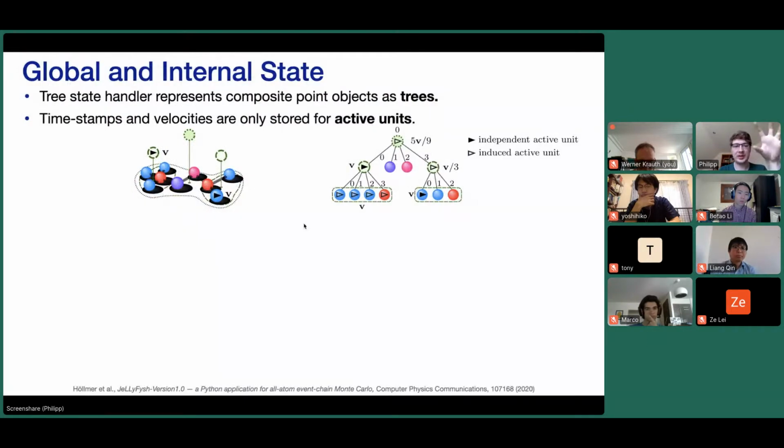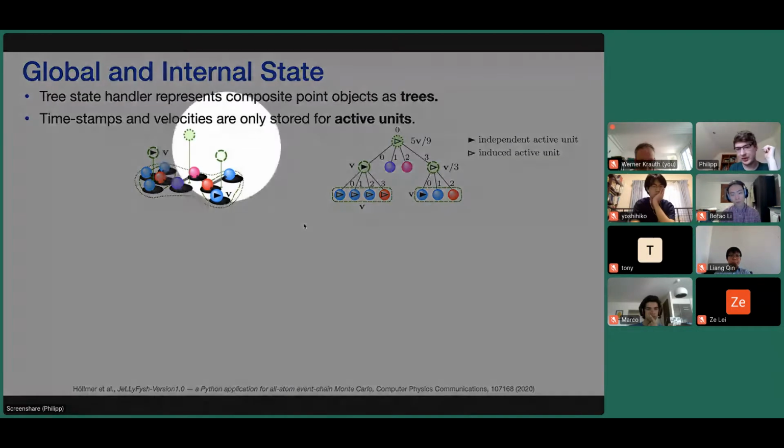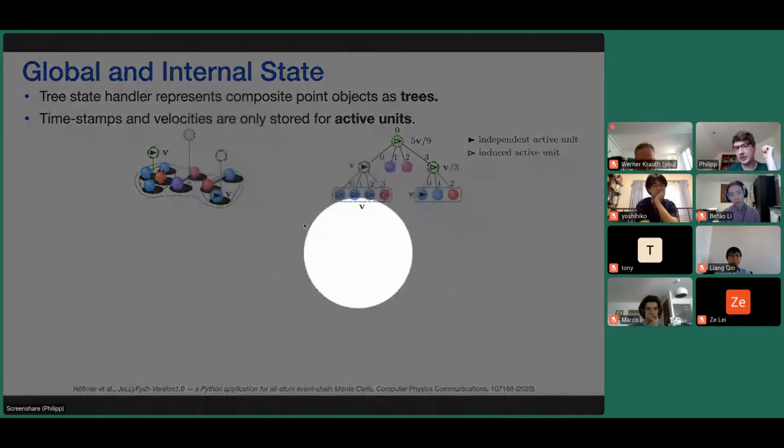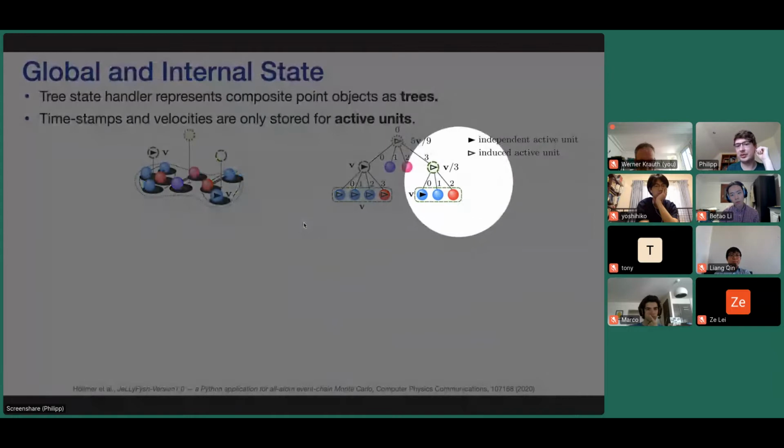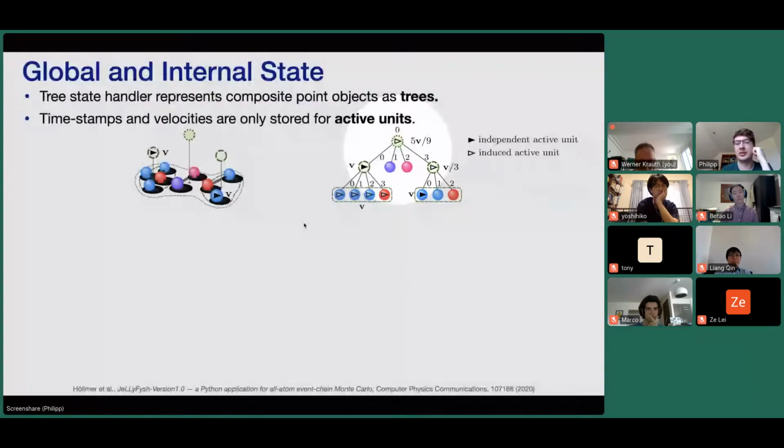And this you can just draw as a tree instead. So this is what we've done on the right. On the lowest level, on the leaf level of our tree, so to say, we have all our atom positions, and then different atoms are combined to different composite point objects, and then you just construct your tree.